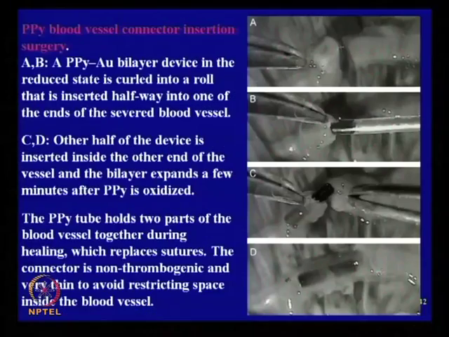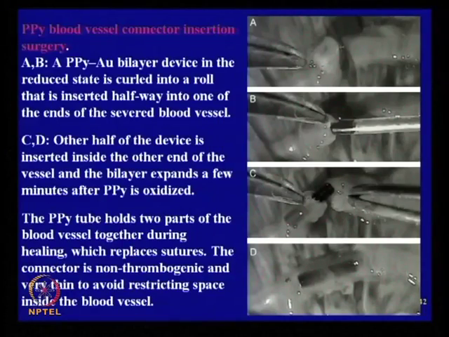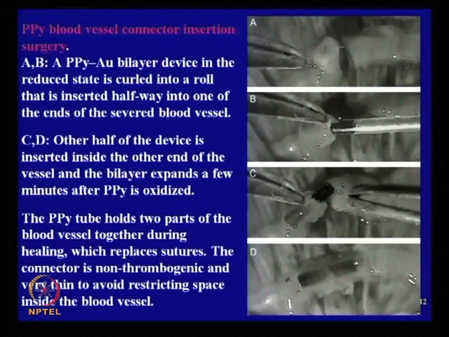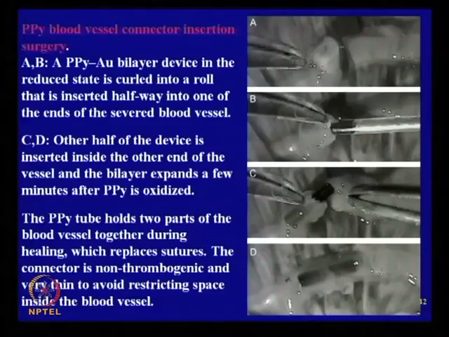Now, what have they developed? They have developed a connector made of conducting polymer. What is this? They made a polypyrrole gold bilayer device, polypyrrole over which gold film is there. So, in this bilayer device, in the reduced state it is curled. So, here the oxidation reduction phenomena is exploited. In the reduced state, it is curled into a roll, and once it is curled into a roll, it looks like a tube, and that is considered as a connector, that is inserted halfway into one of the ends of the severed blood vessel.